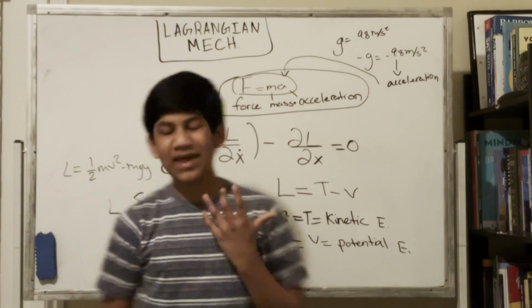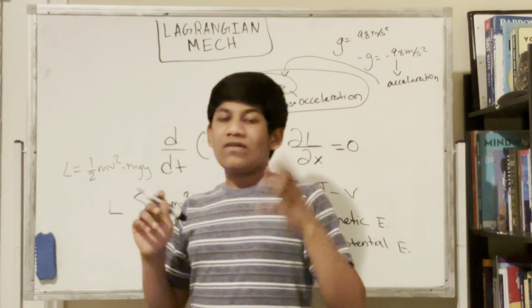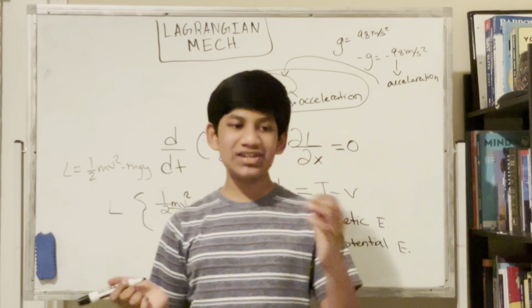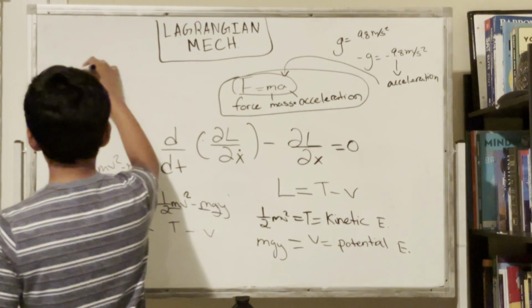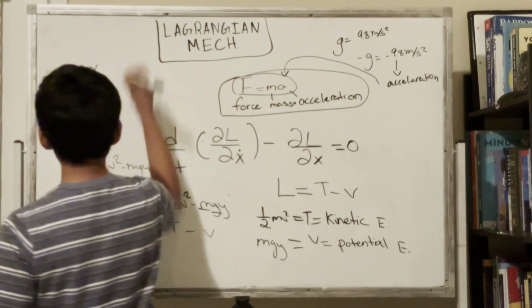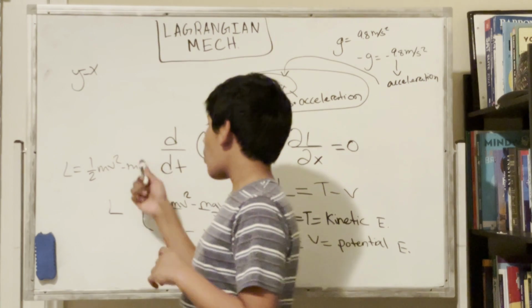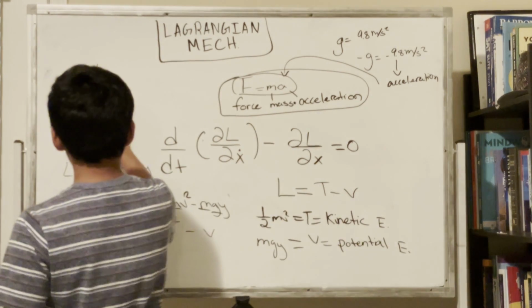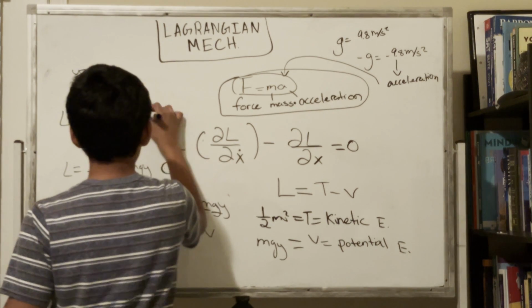We want to make it simple so that when we compute this, it's going to be simpler for us. So how are we going to do that? Well, we need a simple substitution. We're going to state that y is equal to x. What does this mean? By y equals x, we're just substituting the y term with x. So this seems pretty simple: 1/2 mv squared minus mgx.